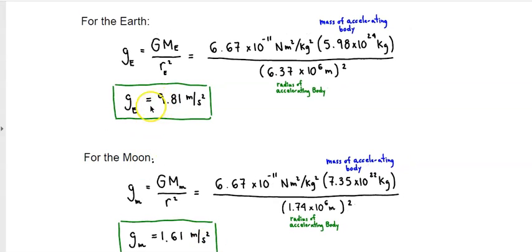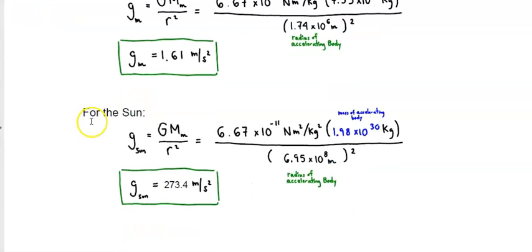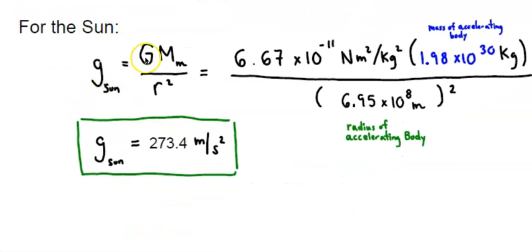So the rate at which an object falls or gains speed is the g. Little g equals 9.81 meters per second squared for the Earth, and little g equals 1.61 meters per second squared on the moon. And what if you were on the sun? It's the same formula. Little g equals capital G M over r squared. The G is 6.67 times 10 to the negative 11 newton meter squared per kilogram squared times the mass of the sun divided by the radius of the sun. And that gives you the gravitational acceleration on the sun, 273.4 meters per second squared.